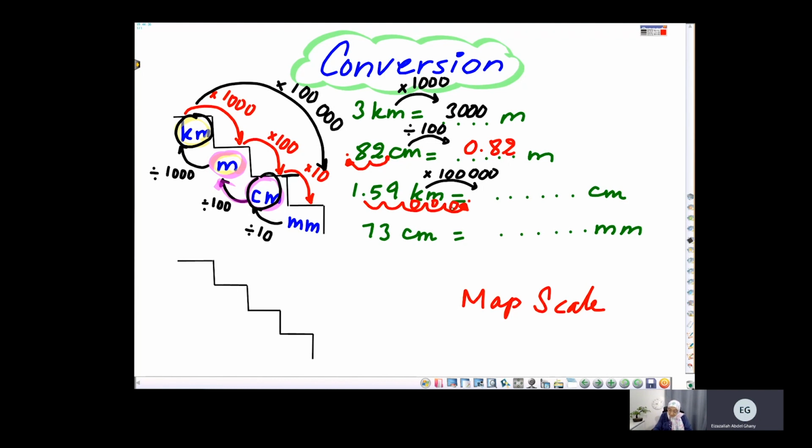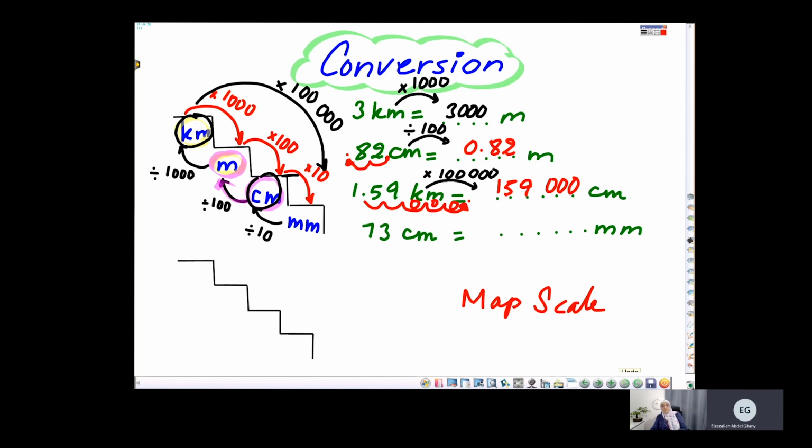So it will be 159, then leave a gap, then 3 zeros. In the British curriculum, it's not recommended to put a comma. Don't put a comma. You just leave a gap. 159 000 centimeters.